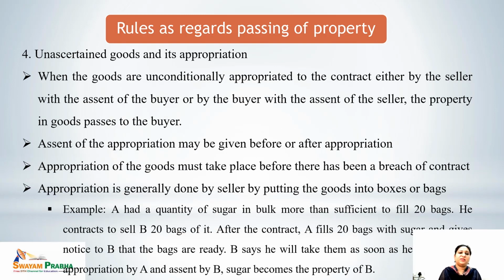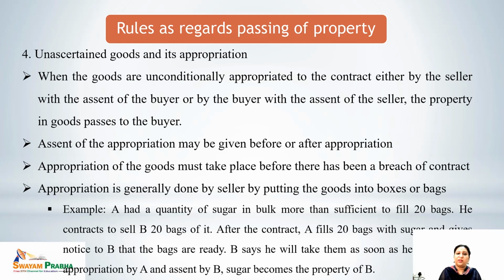Next point is uncertain goods and its appropriation. When the goods are unconditionally appropriated to the contract, either by the seller with the assent of the buyer or by the buyer with the assent of the seller, which means mutual consent is required, the property in goods passes to the buyer. That means previously the goods were uncertain goods, but when the goods were appropriated with the mutual consent of buyer and seller, it becomes the property of the buyer.